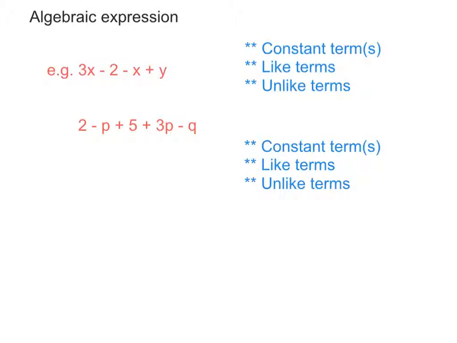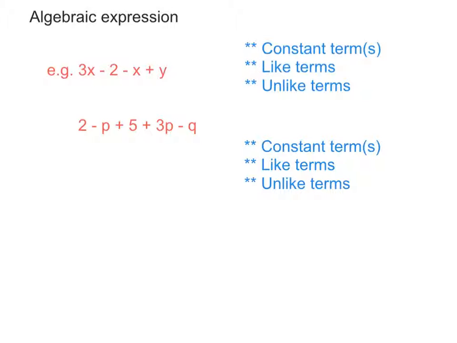When we have algebra expressions, we have different parts. Basically, we can call some parts constant terms, and then some terms are called like terms, and some are called unlike terms. I would like to use these two examples to illustrate the meaning of these phrases. Now take a look at this one first.